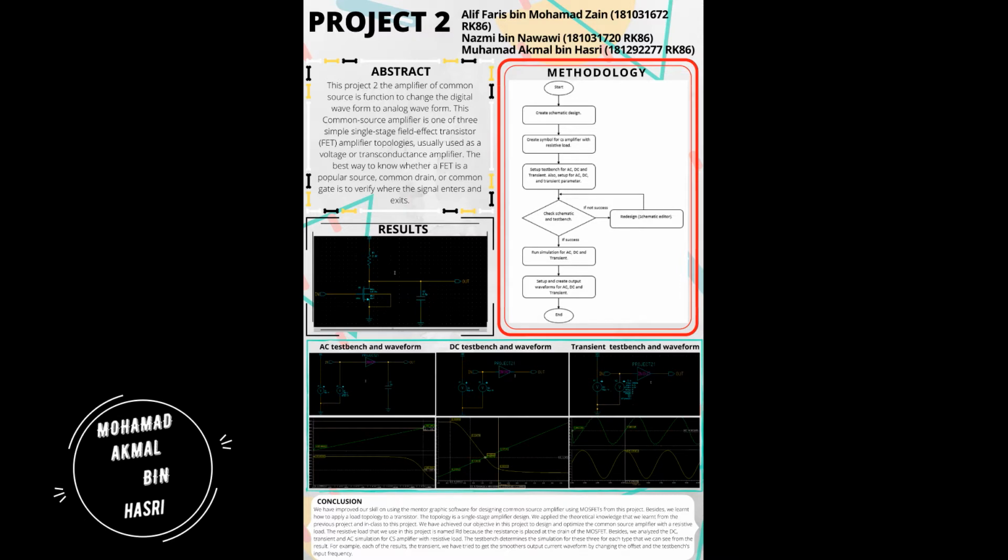Okay, now I will explain about the methodology. First, we create our schematic design, then create the symbol for the CS amplifier with resistive load, then set up the test bench for AC, DC and transient, also set up their parameters. Then we check the schematic and test bench. If there is an error, we have to redesign our schematic, and if successful, we can run the simulation for AC, DC and transient. Then we set up and create the output waveform for AC, DC and transient. Then we observe our output waveform.